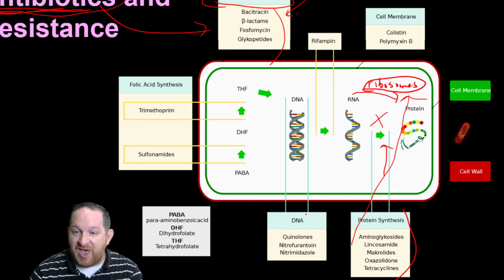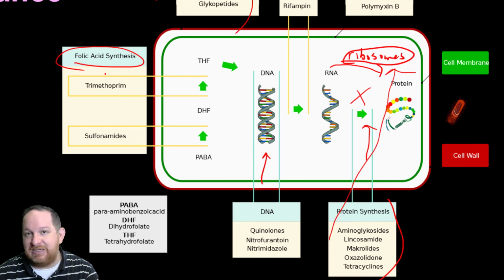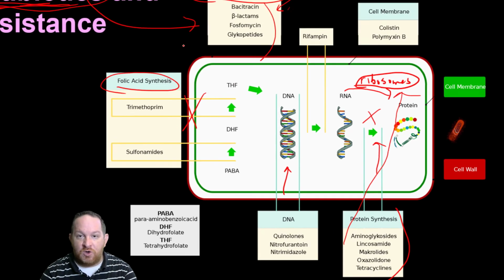And there are several other ways we can try to attack the bacteria. We can try to attack the pathway for folic acid. Folic acid is an important nutrient that bacteria really rely on, so we can try to attack this pathway as well.